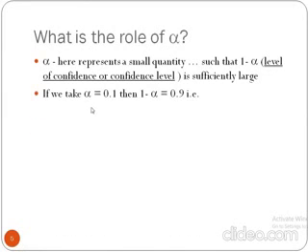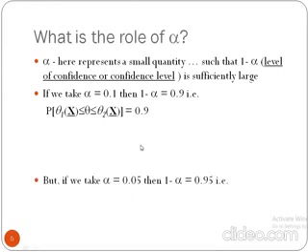So, if my confidence level is 0.9, which is found when alpha equals 0.1, then we have this theta lying between these two values, theta 1(x) and theta 2(x), with probability 0.9. That means there is a 90% chance that theta will lie between this and this.